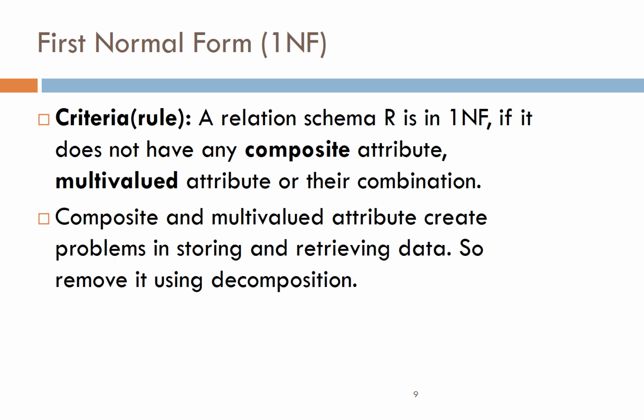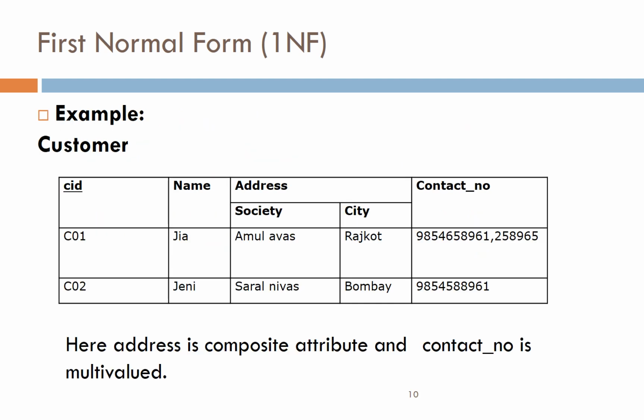So to remove the effect of composite and multivalued attributes, we have to decompose. This is the example of first normal form.